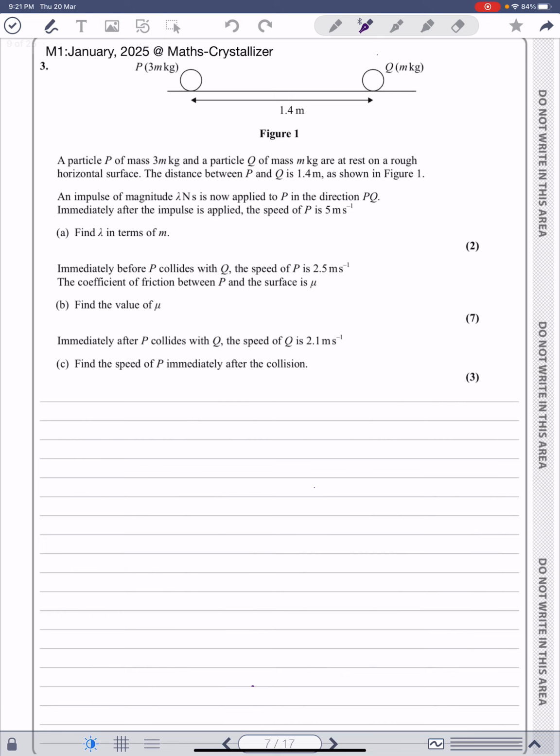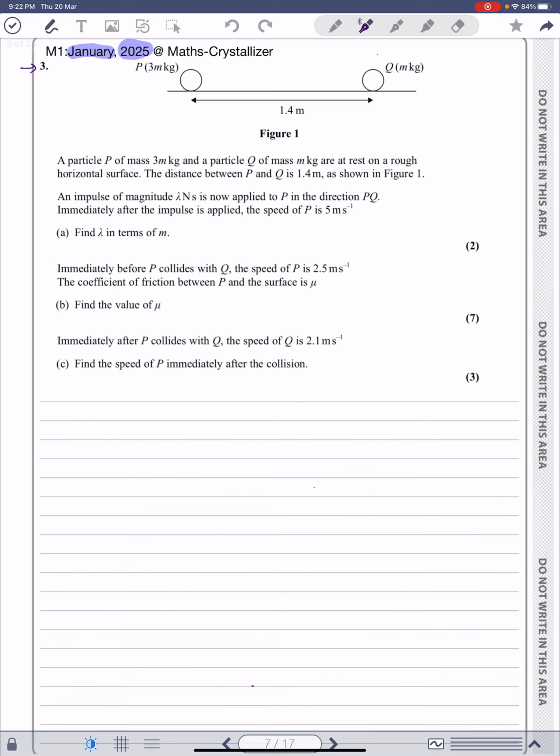We are continuing crystallizing the skills and concepts of mechanics by solving the January paper 2025 this year. We are on question 3. We have to read the questions very well, step by step, as you'll be seeing now in the next few minutes.